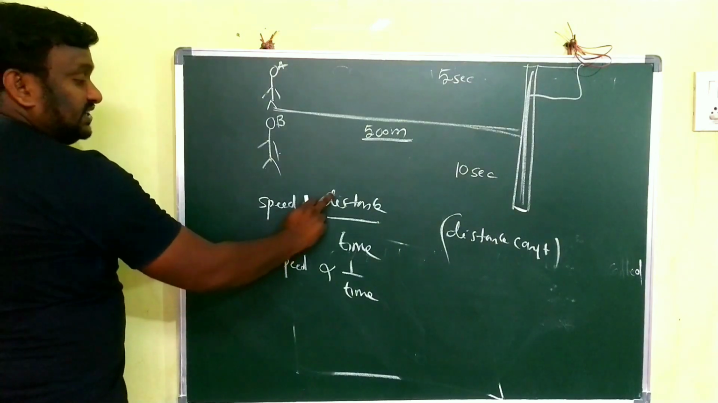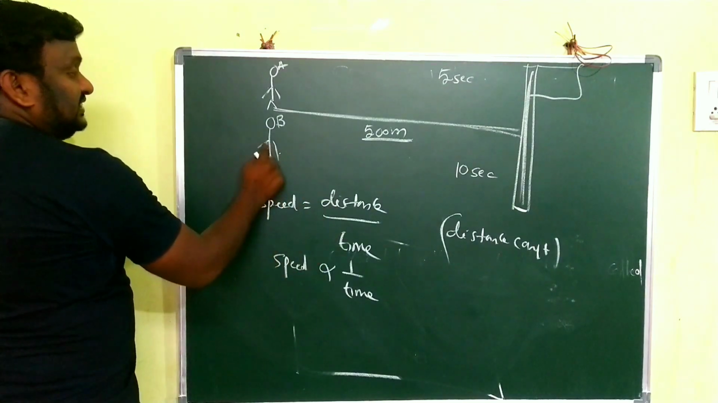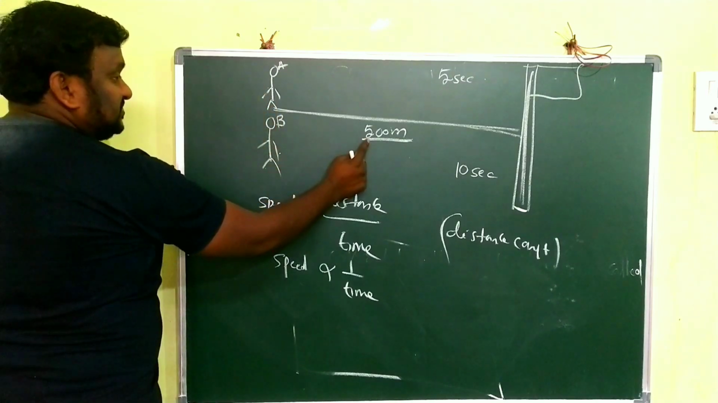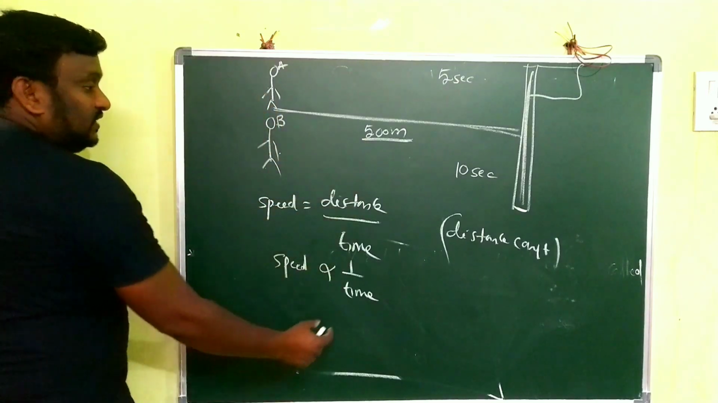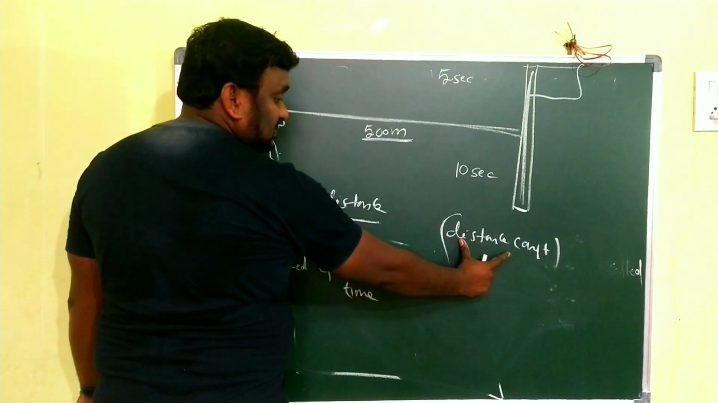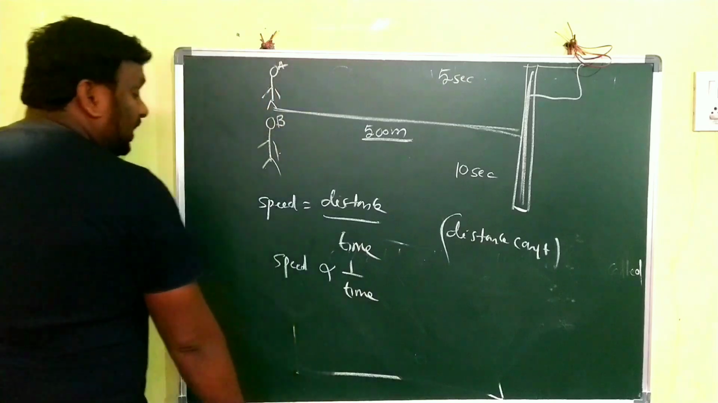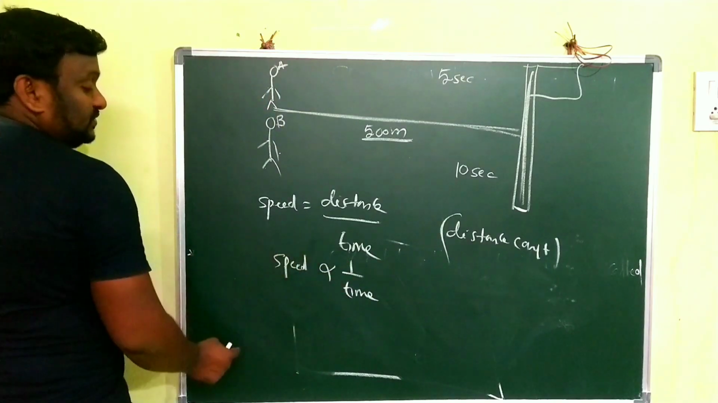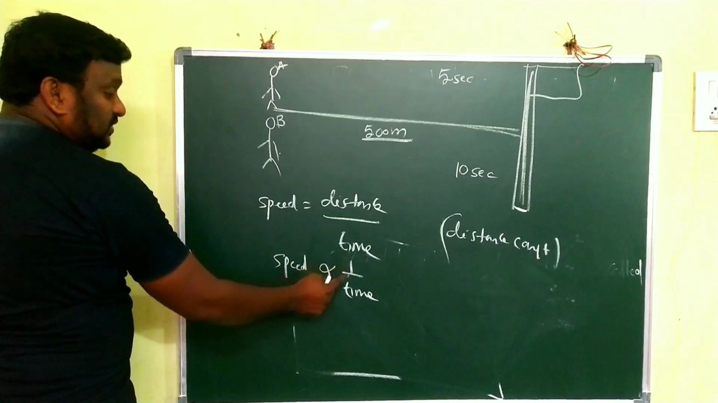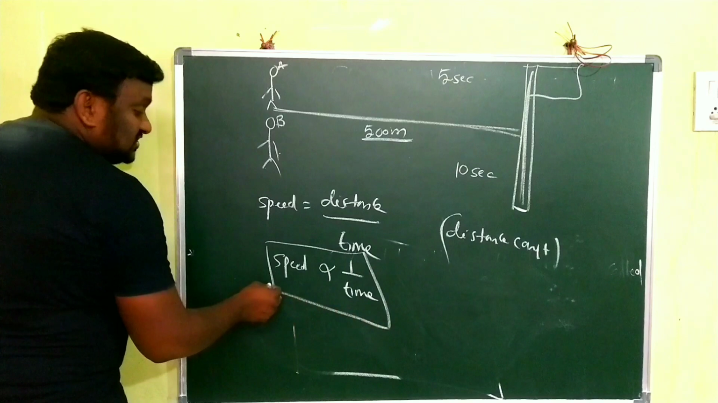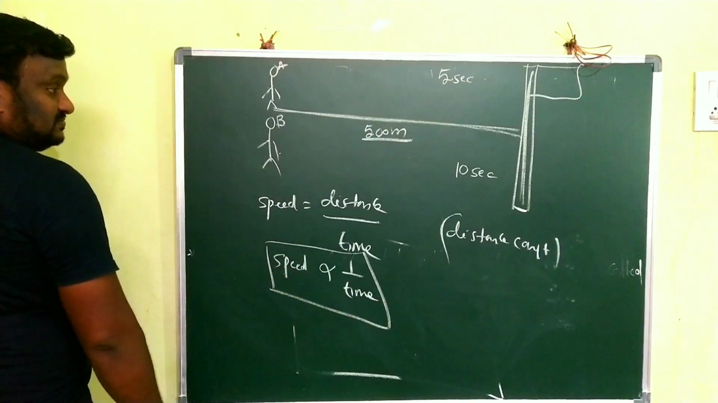Speed is equal to distance by time. Here in this example A and B must cover the same distance, 500 meters. That's why we take distance as constant. Then what do you have to say? Speed is inversely proportional to time. That means when the time is more, the speed of the person is less.